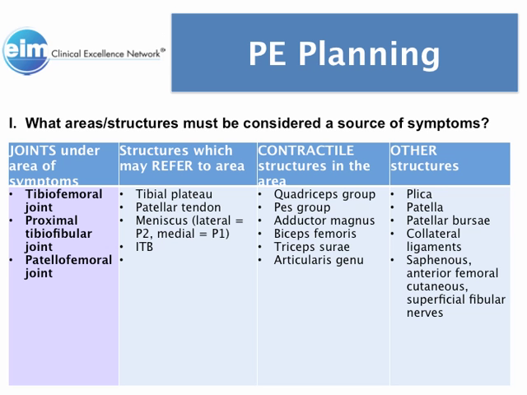Contractile structures in the area that could be involved include the quadriceps group, the pes anserine group, adductor magnus inserting at the adductor tubercle on that medial side, biceps femoris on the lateral side, the triceps surae, more so the plantaris and gastroc, and the articularis genu on the anterior side. Other possible structures: the plica, patella, patellar bursa, collateral ligaments, and then some of the nerve structures, saphenous having that lower leg and medial distribution, anterior femoral cutaneous having that anterior thigh distribution, as well as the superficial fibular nerve.